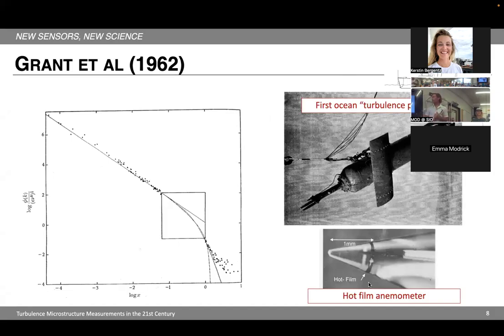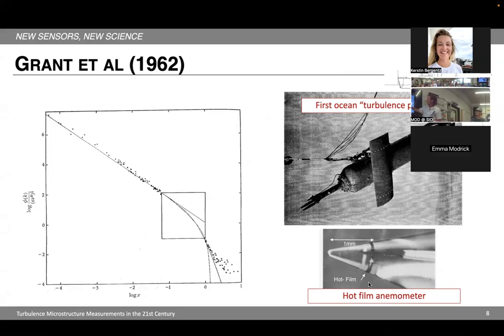Okay, so a little bit about the history. This really all goes back to this person named Grant. And he built this kind of wacky little toad fish. And this is even before airfoil probes or before shear probes. So there they were using these things that had been used in atmospheric research for years, called hot film anemometers, and there were cold film anemometers too, where you're actually cooling it.